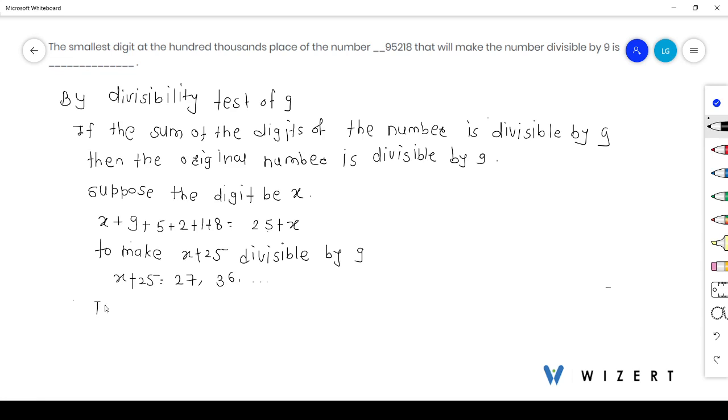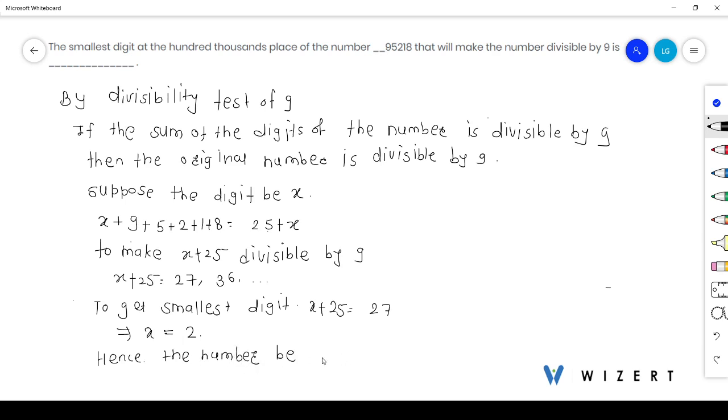So to get the smallest digit, x plus 25 should be 27. So x will be 27 minus 25, which means 2. Hence, the resulting number will be 295218.